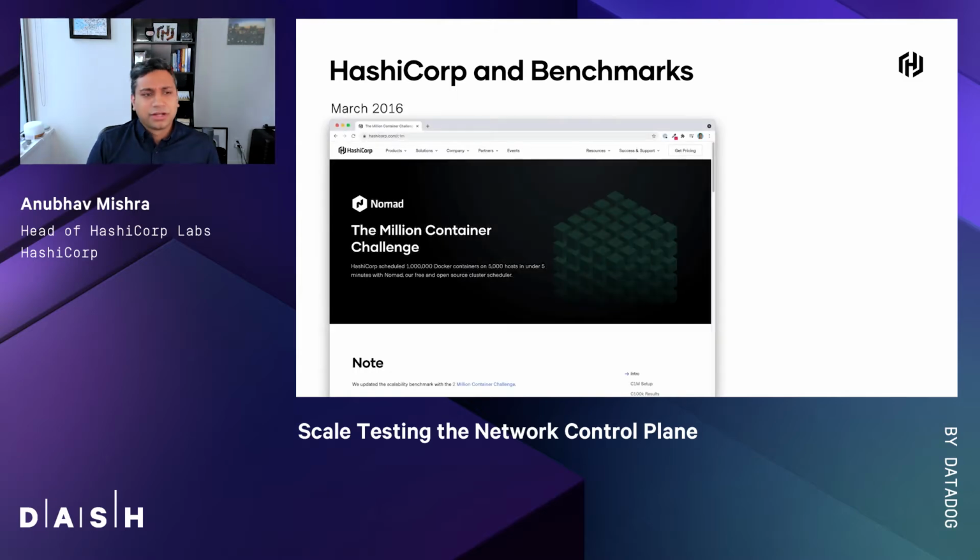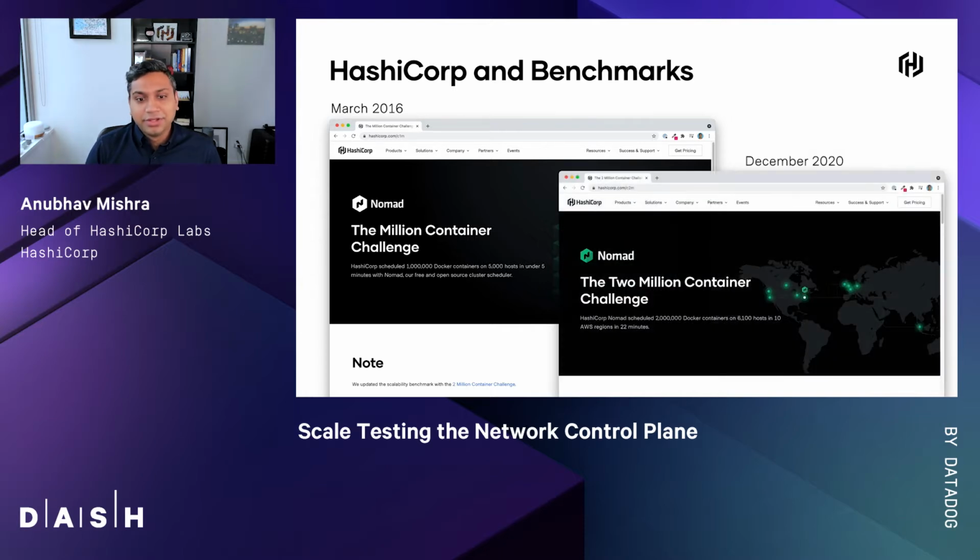So a bit about HashiCorp benchmarks. We did our first public benchmark, which we published in 2016, on HashiCorp Nomad, which is a cluster scheduler. We spun up 1 million containers in 5 minutes on 5,000 hosts on the Google Cloud Platform. And then we redid the same style of experiment again, but this time with 2 million containers. It took about 22 minutes. This had nodes spread across 10 different AWS regions with 6,100 hosts, and this was all on AWS.